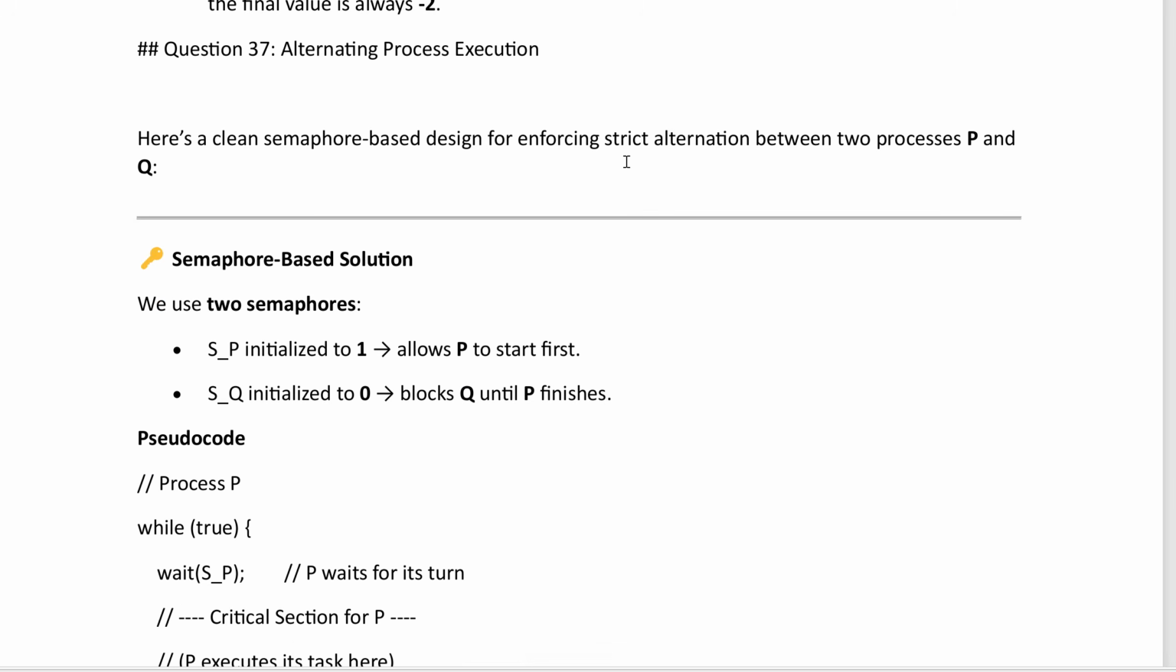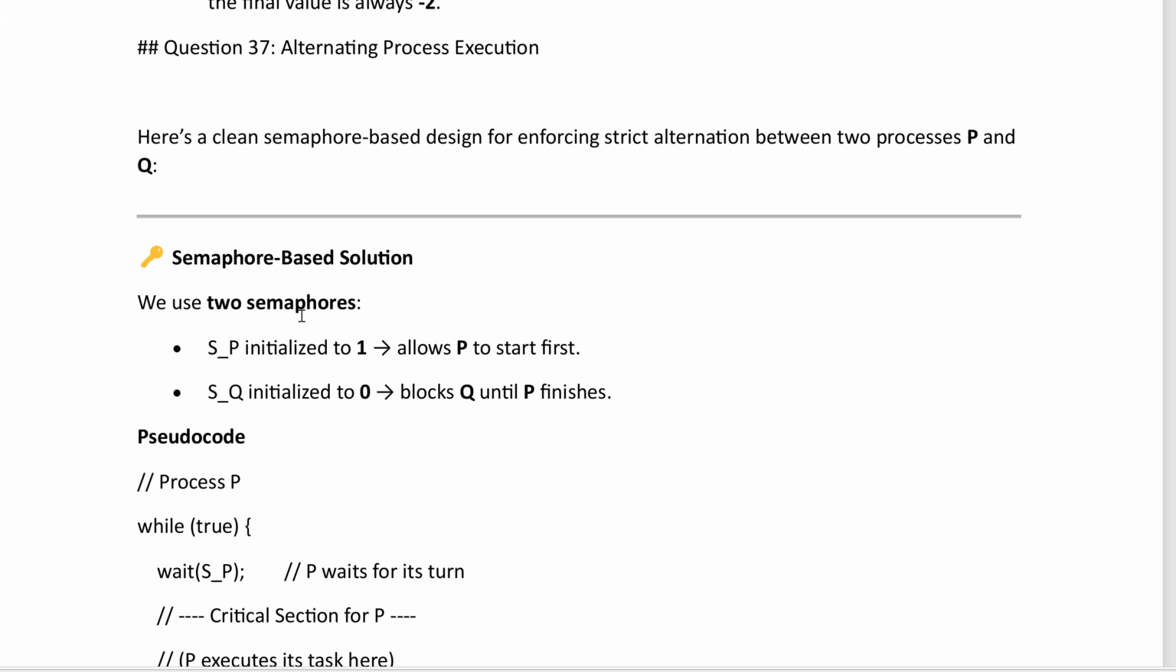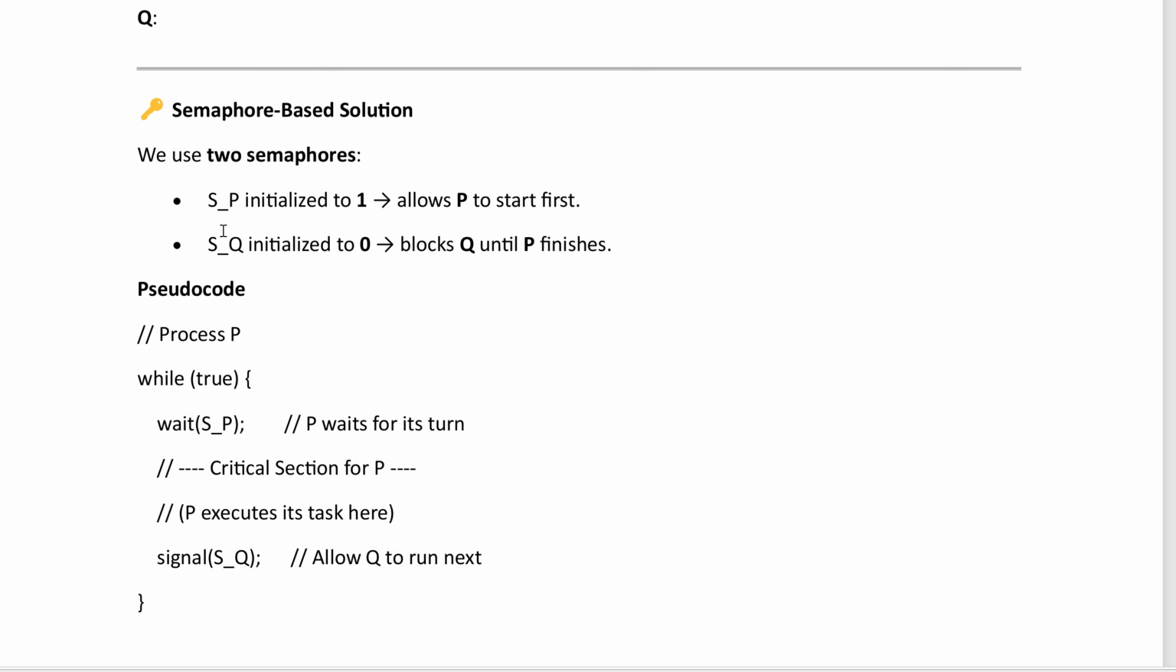So here is a clean semaphore-based design for enforcing strict alternation between two processes P and Q. We use two semaphores. The name of the first semaphore is S_P and the name of the second semaphore is S_Q. The first semaphore S_P is initialized to 1. What does it mean? It allows P to start first. Then S_Q is initialized to 0. What does it mean? It blocks Q until P finishes, right?